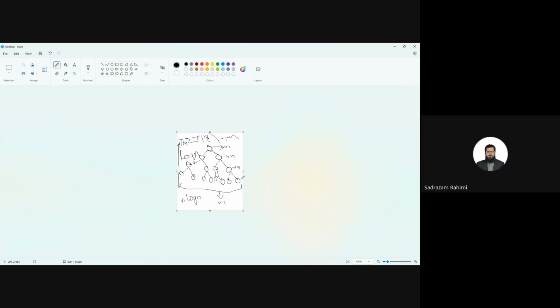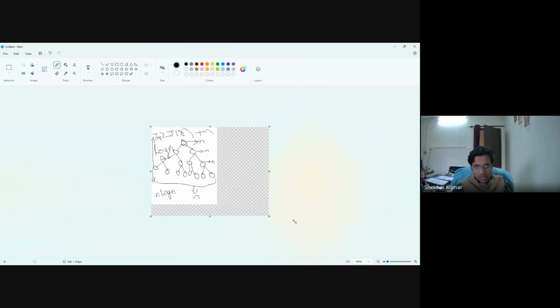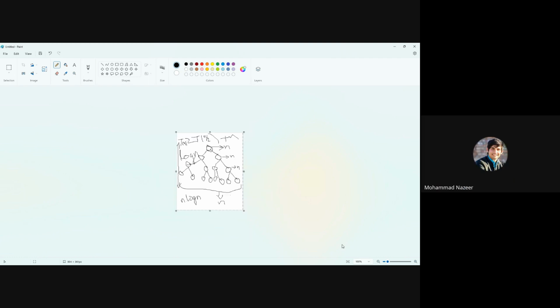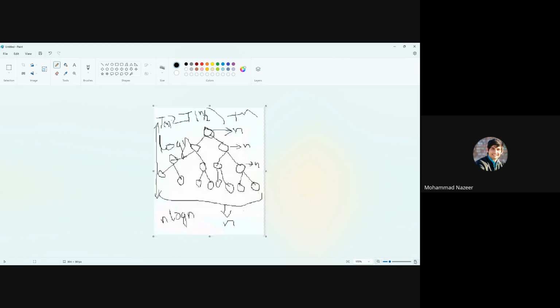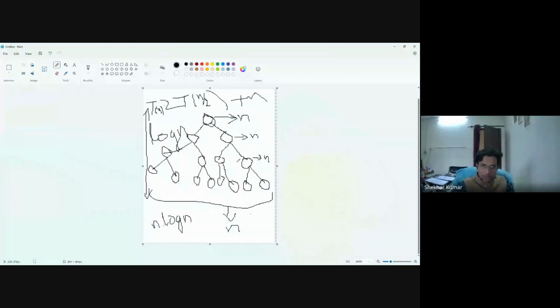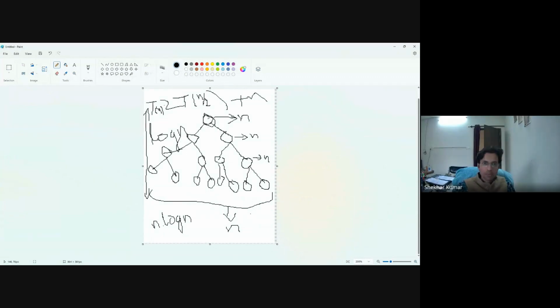Very small, sorry. The image is so small, sir. The size is very small here. Is it visible? Sir, if you zoom it in, it will be better. Now is it clear? Yes, yes, now it's clear. Yes, sir.